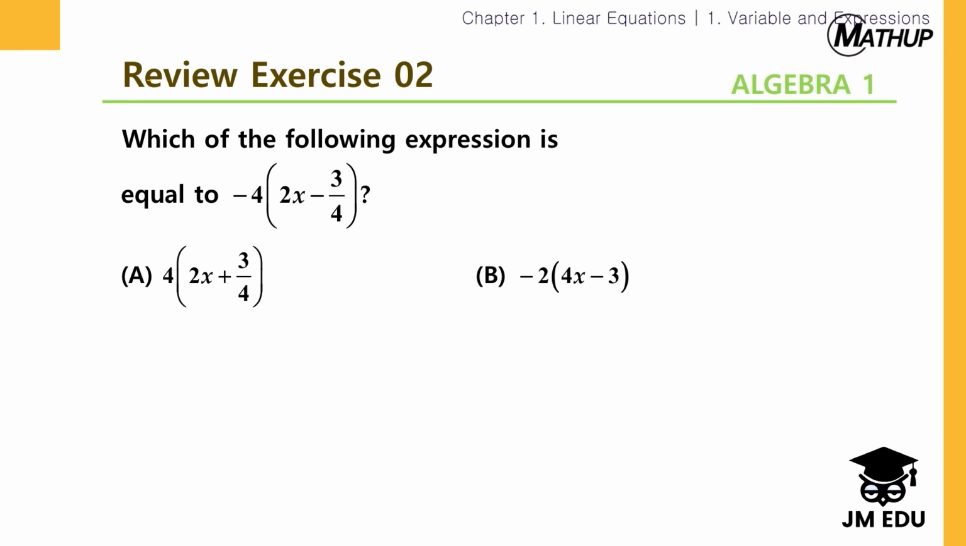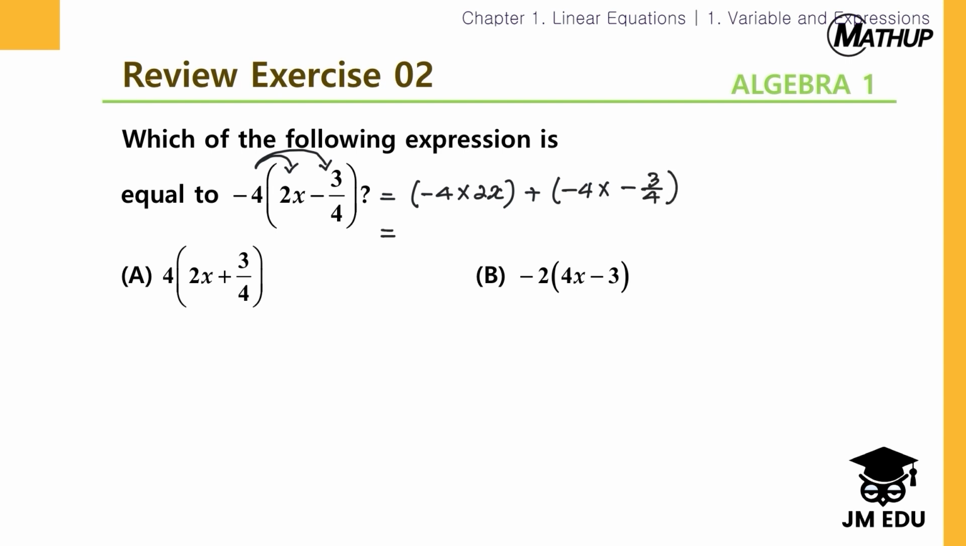Question number 2 is also a multiple choice question. Which of the following expressions is equal to this expression right here? So we're going to have to simplify this expression first. Okay, let's do that. So we have negative 4 times 2x plus negative 4 times negative 3 over 4, right? The distributive property. So that is equal to negative 4 times 2x plus negative 4 times negative 3 over 4.